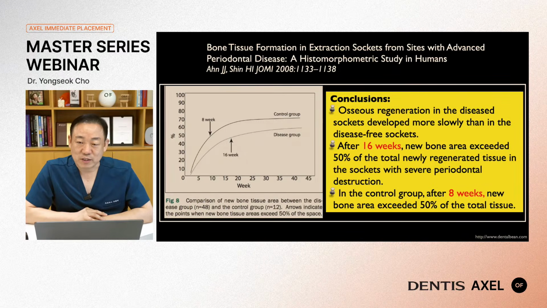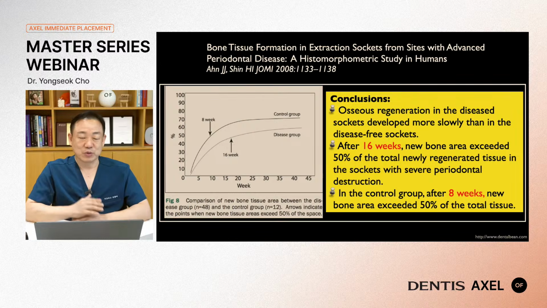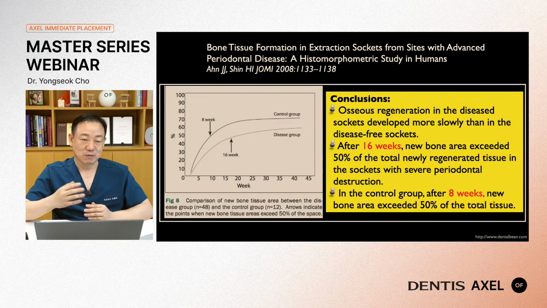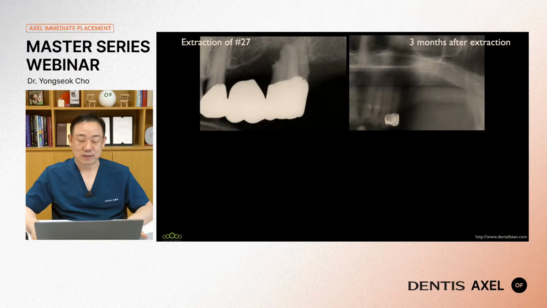After 16 weeks, newborn tissue exceeded 50% of the total regenerated tissue in sockets with severe periodontal destruction. However, in the control group, which is fresh extraction socket, about 8 weeks later it exceeded 50% of total tissue. So the healing time is double between sound and pathologic extraction sockets. That means we need more healing in pathologic extraction sockets.